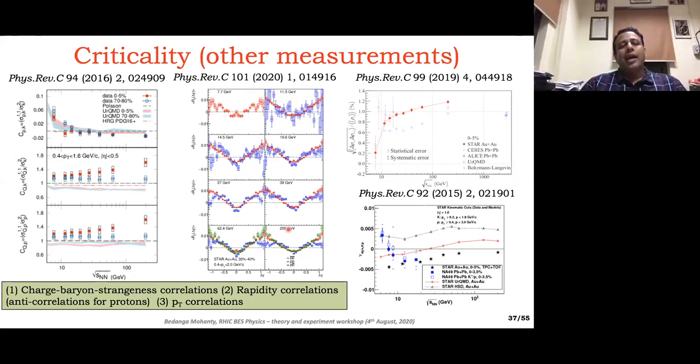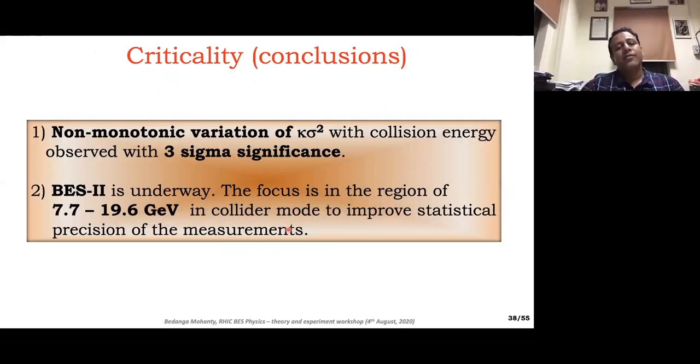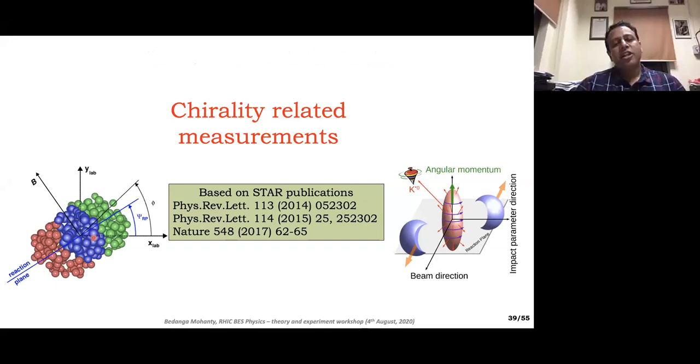So on the criticality part, I would conclude by saying that we have seen some non-monotonic variation of kappa sigma square of net proton distributions, central gold-gold collisions with collision energy with 3 sigma significance. The statistical uncertainties at lower energy, especially between the points at 7.7, 11.5 is high, and that's the focus to increase the precision in beam energy scan phase 2. Now I will move to the last part, measurements.